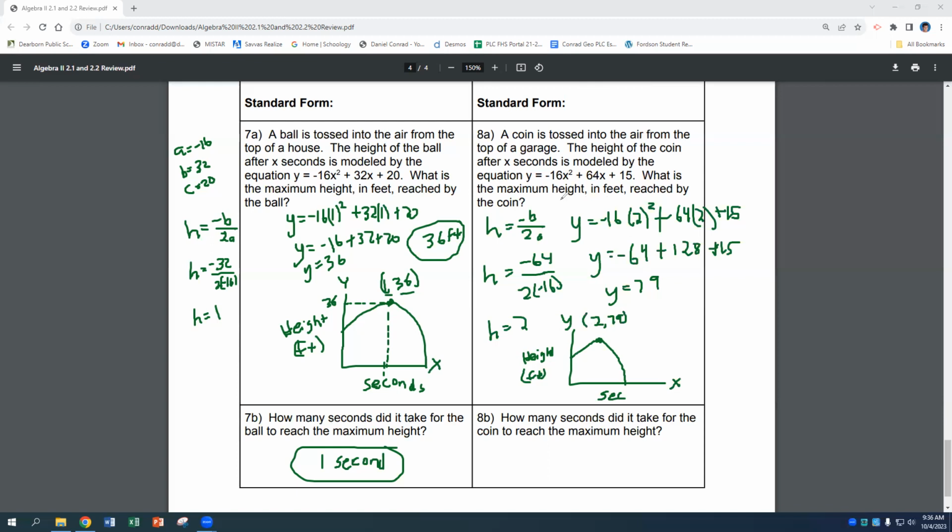So what is the maximum height reached by the coin? Well, that's going to be 79 feet. Right? And how long did it take to reach that? It took 2 seconds. Right? It took 2 seconds to reach that maximum height of 79 feet. Right, and that's the review.